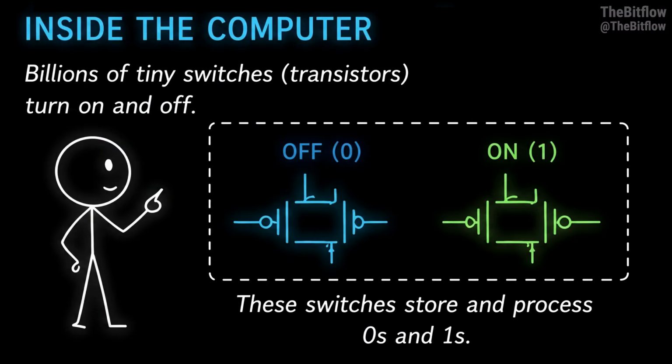So where do these bits actually live? Inside every processor and memory chip are billions of microscopic electronic switches called transistors. Each transistor stores a 0 or a 1 by controlling the flow of electricity. Billions of these tiny switches flip on and off every second. Together, they store, process, and move all the information inside your computer.